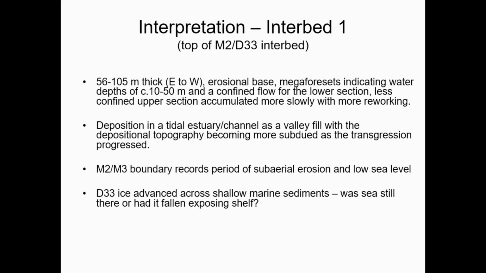So the kind of environment that one envisages for this is some kind of tidal estuary or tidal channel, and as we think there is erosion at the bottom, we can imagine this as being a severely eroded surface at the top of member 2, forming valleys, and then a transgression has worked its way up the valleys, and these big cross beds are deposited in big bed forms in a sort of tidal channel as the valley fills up.